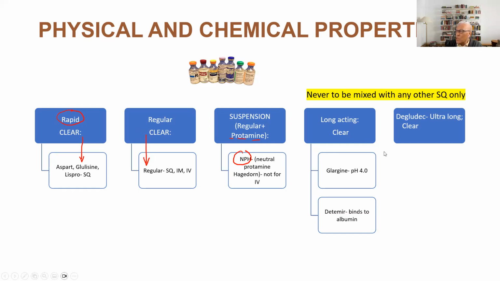And as you could see, the long-acting ones are also going to be clear, like your glargine and your detemir, as well as your degludec. So the only one that's not clear as far as insulin preparations are your suspension insulin. That's the reason why, being that they have an incorporation of a substance that makes it heavier.